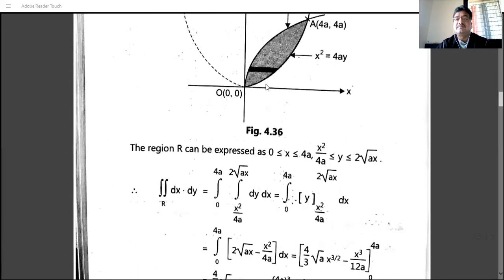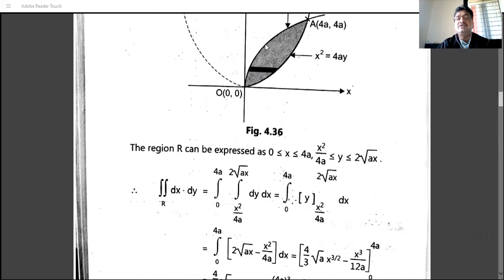Draw the strip parallel to y-axis, because we have to integrate with respect to y first, therefore take strip parallel to y-axis. So remove this strip and take strip parallel to y-axis, and then its one end touches this curve, x square is equal to 4ay, and find the value of y. It is x square by 4a, and that is the lower limit.